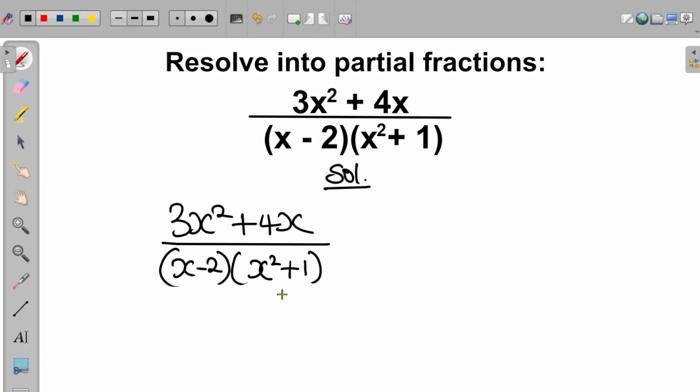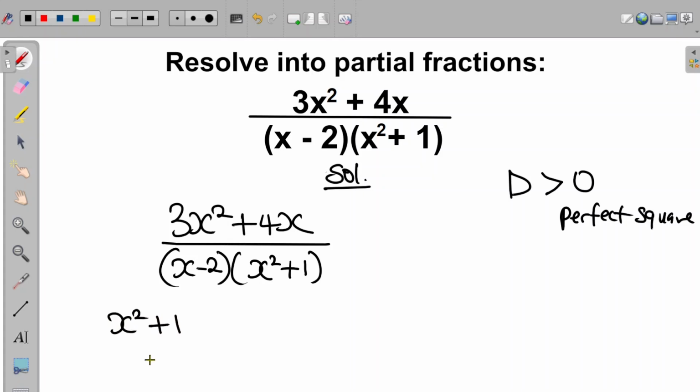So we know that for a quadratic expression to be factorizable, the discriminant D must be a perfect square. So let us consider the quadratic expression x squared plus 1. Now recall that the discriminant D is equal to b squared minus 4ac.